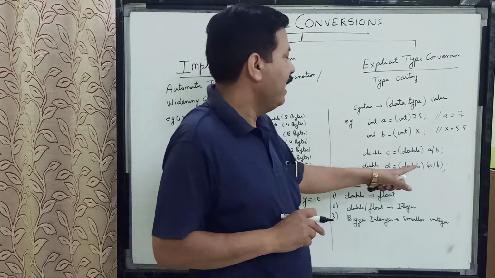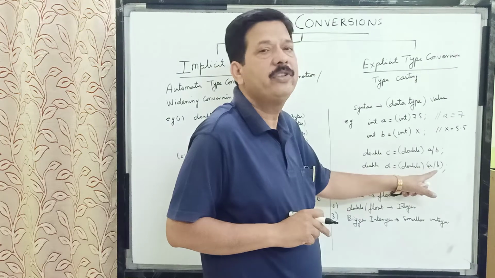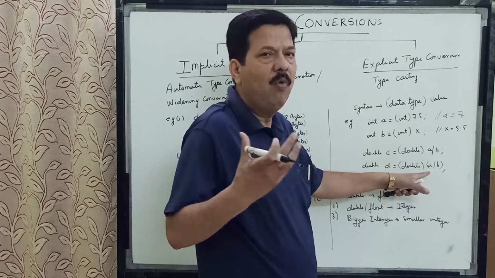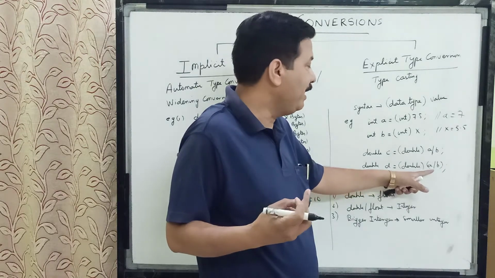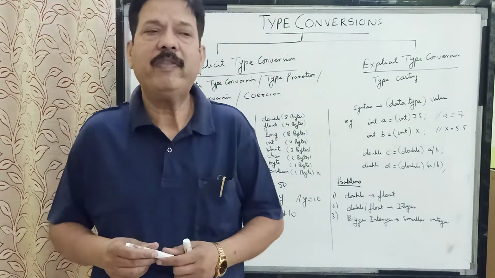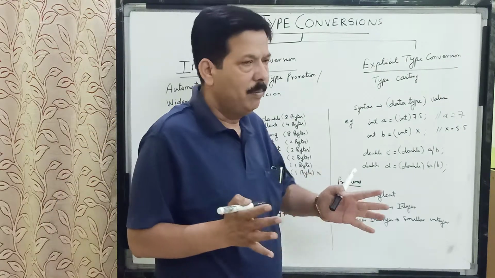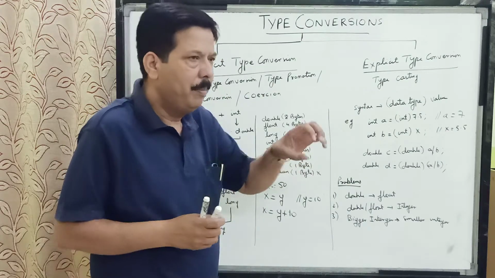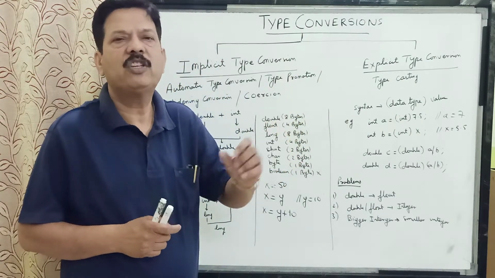And if I write double of a divided by b as a whole, then children, first this bracket will be evaluated, and whatever value you receive will then be converted to double. So children, these are different ways we can convert these values by the user to any different data type. Here a bigger value is being converted to a smaller value.